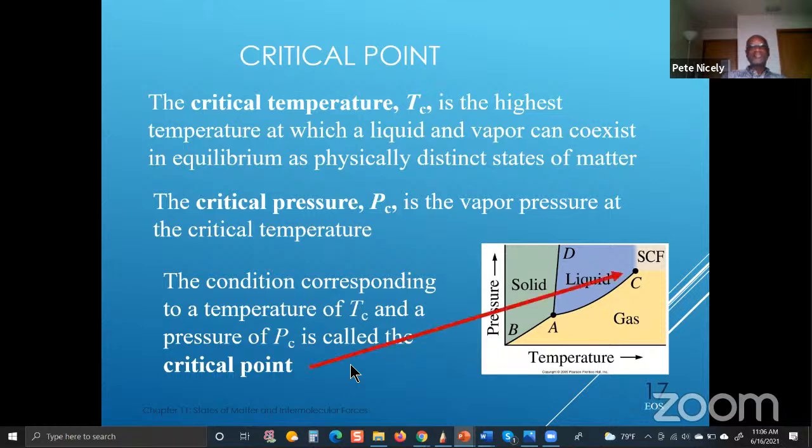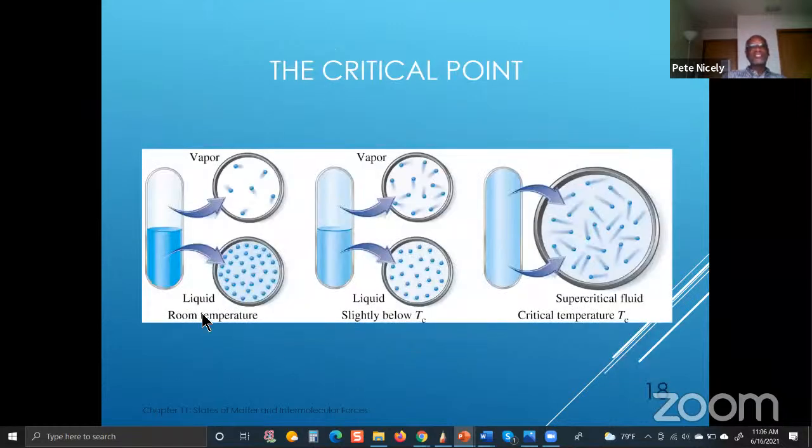So this is a picture showing you what happens in the case of water at the critical point. This is room temperature, of course. You have water vapor molecules here, a small amount, and you have the liquid water here. And then as you raise the temperature to slightly below the critical temperature, you're going to have more vapor molecules in the space above. You're still going to have liquid water here.